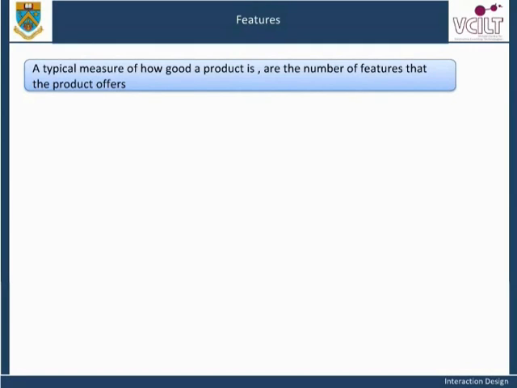A typical measure of how good a product is, is the number of features that the product offers. I am now using an out-of-date version of Microsoft Word to prepare most of these notes. By a quick count, I can see 105 options from the menu system alone, each of which relates to some feature or other. Let us say that some of the menu options relate to the same feature, so at a guess, I should think there are about 70 or so features.